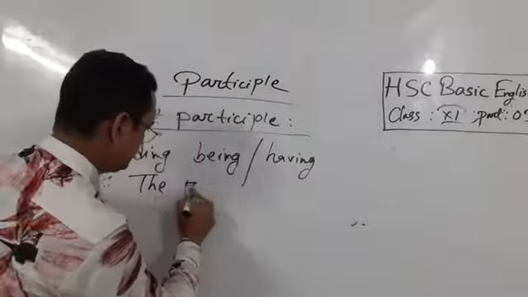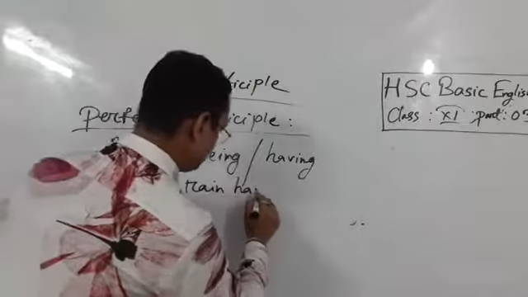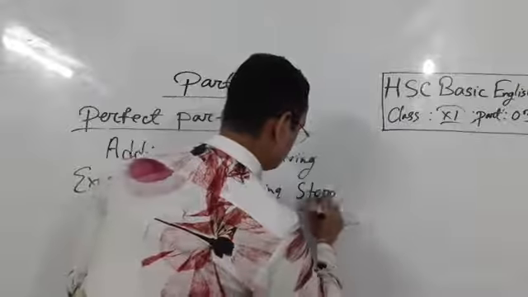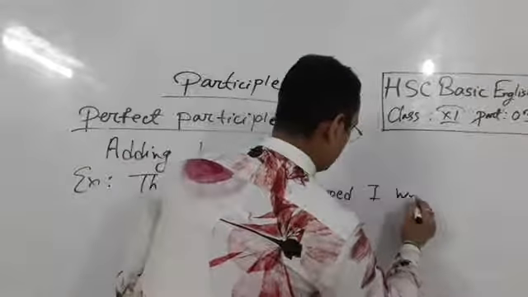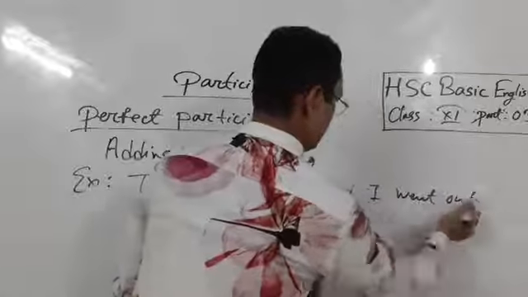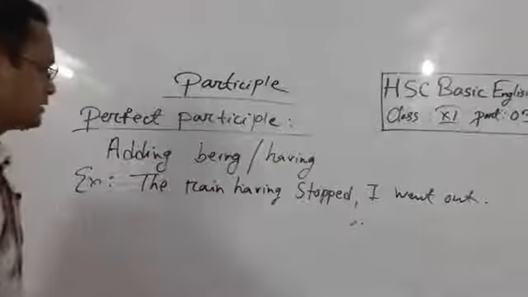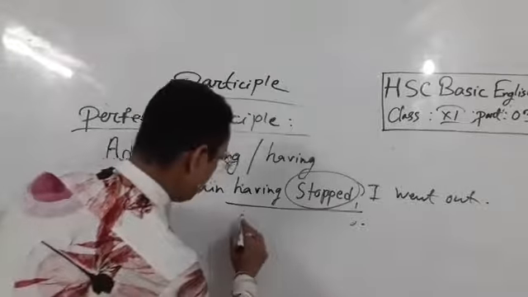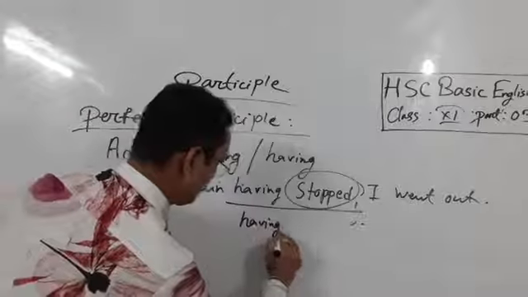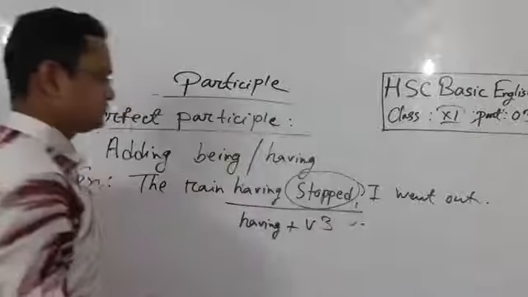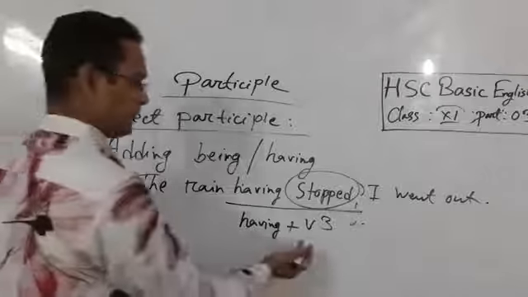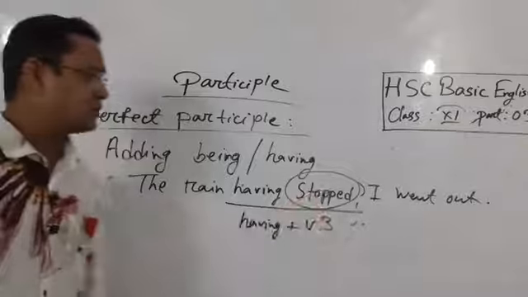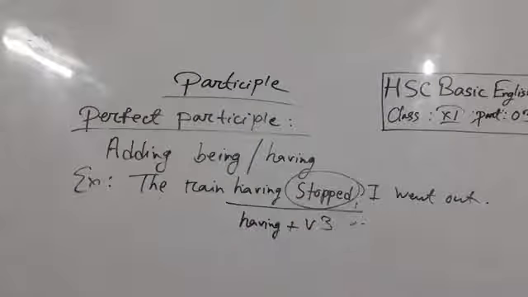The rain having stopped, I went out. We can give a comma also. Stopped, V3 form. Having, here, having plus V3. That means third form of verb, V1, V2 and V3, stopped. The rain having stopped, I went out.